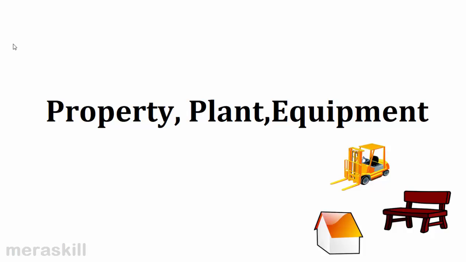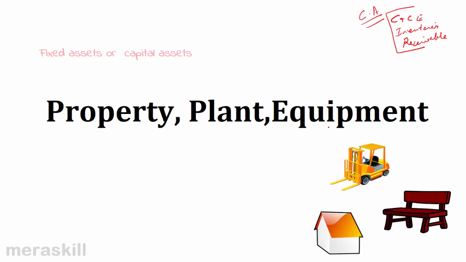Next, we discuss property, plant and equipment. What did we discuss till now? We discussed cash and cash equivalents. Yes or no? We discussed inventories and we discussed trade receivables. Yeah, we discussed receivables first and then inventories. These were all current assets. Now we have begun our discussion on non-current assets, fixed assets or capital assets.